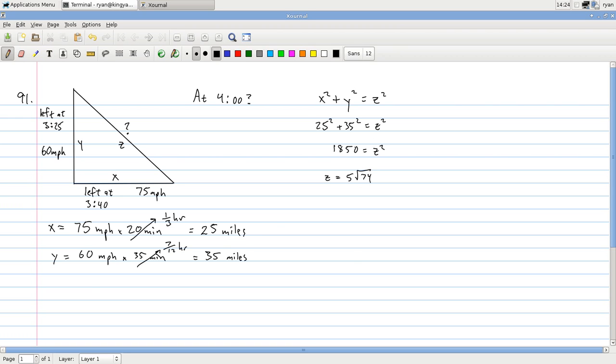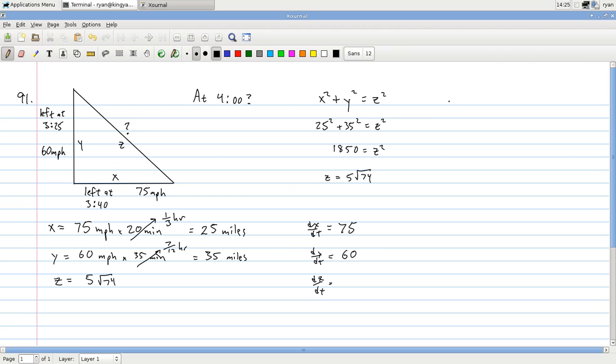Now that we figured out the missing side, let's go and figure out the missing rates. So we know that z is 5 radical 74. We also want to say something about dx/dt, dy/dt, and dz/dt. dx/dt is how quickly the length of x is increasing, and it's been going at 75 miles per hour. So that's the rate of change of x with respect to time. dy/dt is how fast this leg of the triangle is changing, and that's changing at 60 miles per hour. dz/dt is the unknown rate that we're looking for.